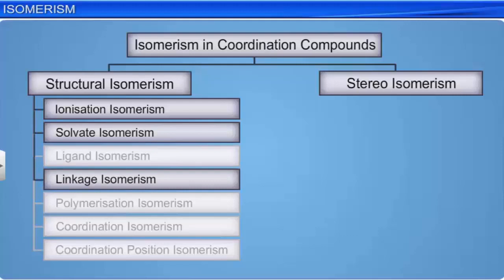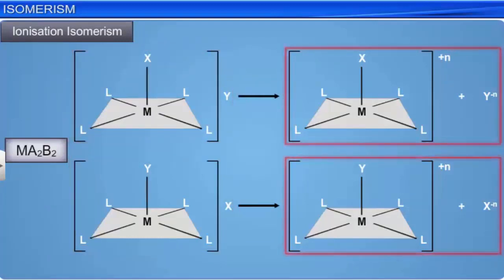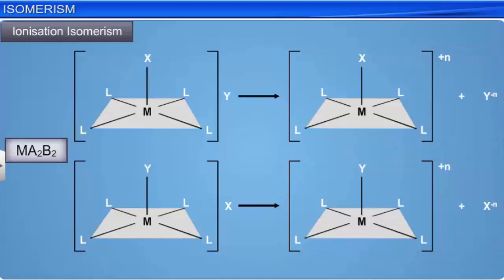Let us first discuss ionization isomerism. Compounds that have the same stoichiometric composition but yield different ions in a solution are called ionization isomers. This type of isomerism is due to the exchange of groups between the complex ion and the ions outside it. The composition can be determined by a precipitation reaction.